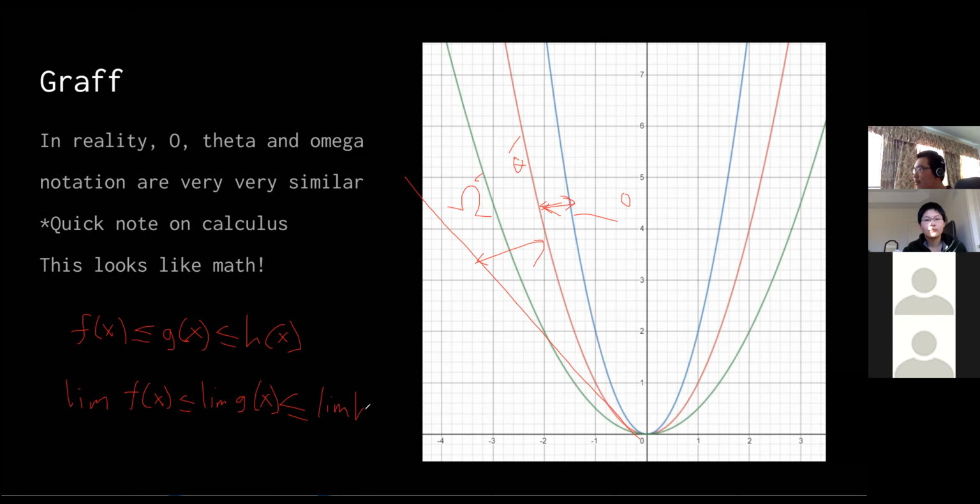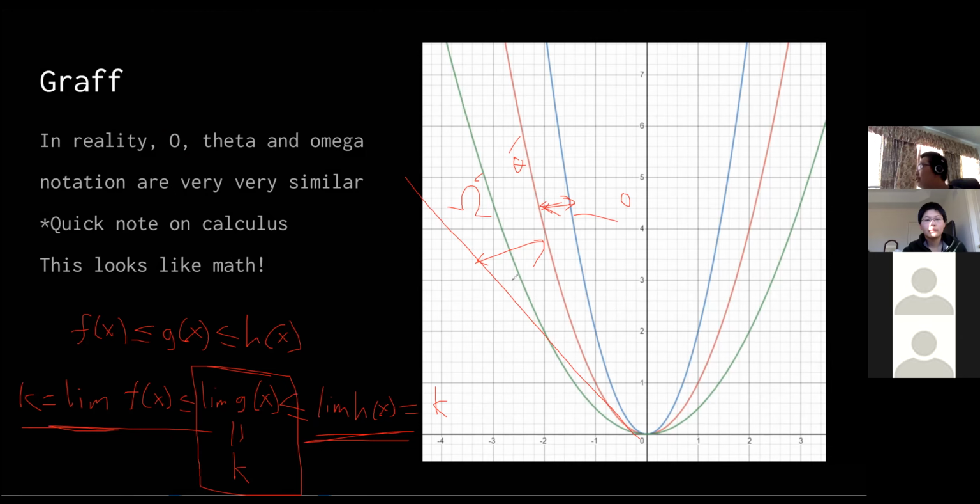What this basically means is that if the limits of f(x) and h(x) are the same, equal to k, then the limit of g(x) is also equal to k. That's essentially what O time means: O time or theta time is bounded between f(x) and h(x). It's bounded between two different functions, but because they're very close together, we can bound the limit of g(x) to a value that works.